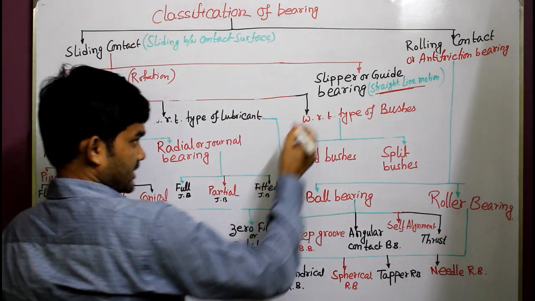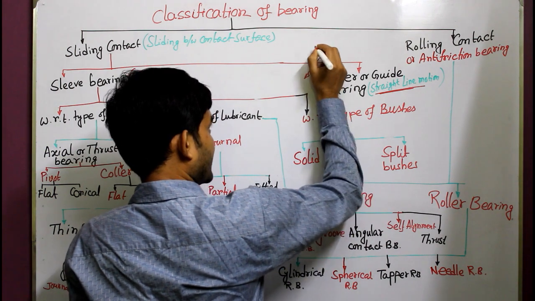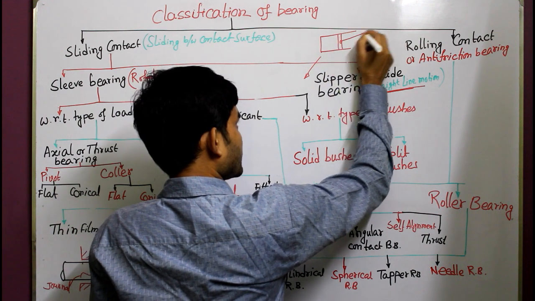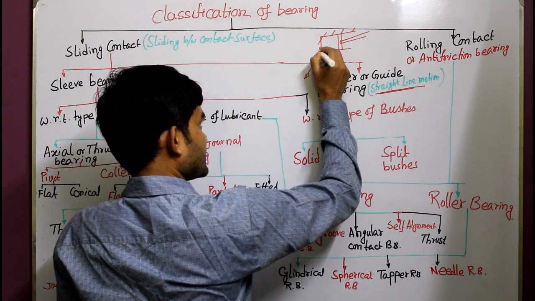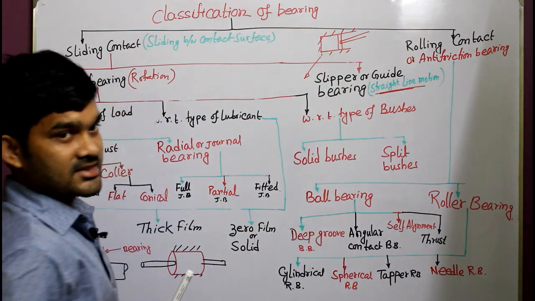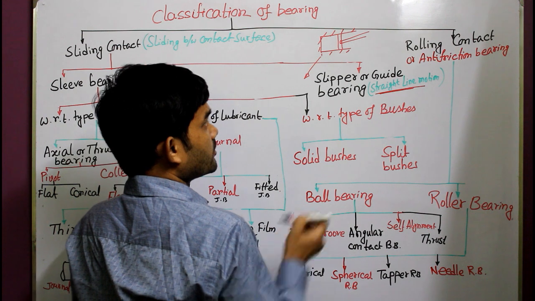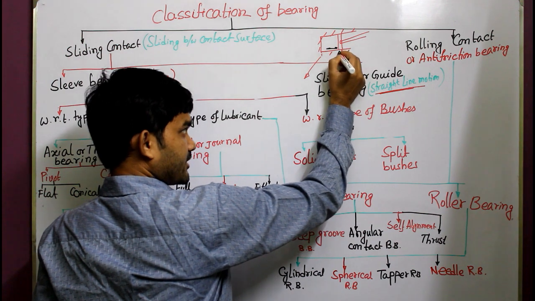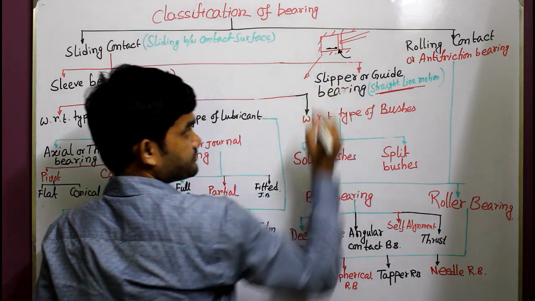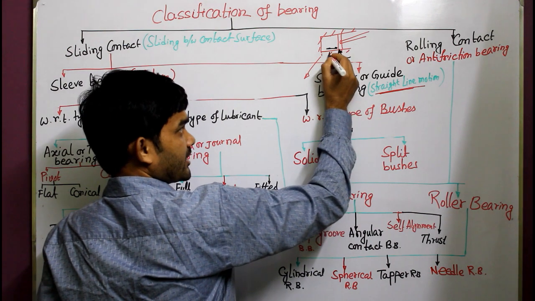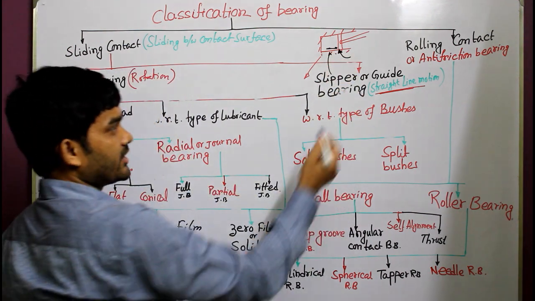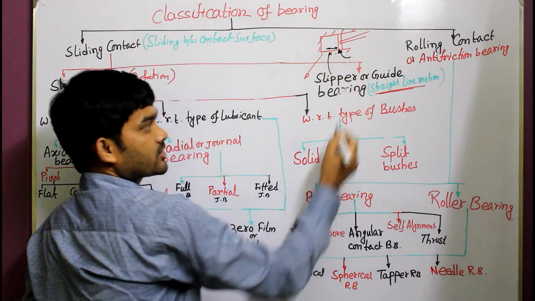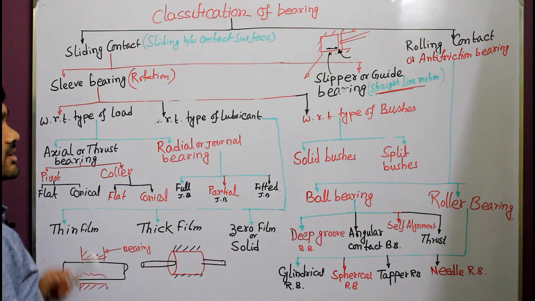Here, for the slipper bearing, all of you know that we have the piston cylinder arrangement. The cylinder is a fixed or stationary surface, and our piston will be moving along this cylinder. So this surface, the cylinder, is known as our slipper or guide bearing. Why do we call this guide? Because it is guiding the motion of the piston. That's why this is also known as a guide bearing.